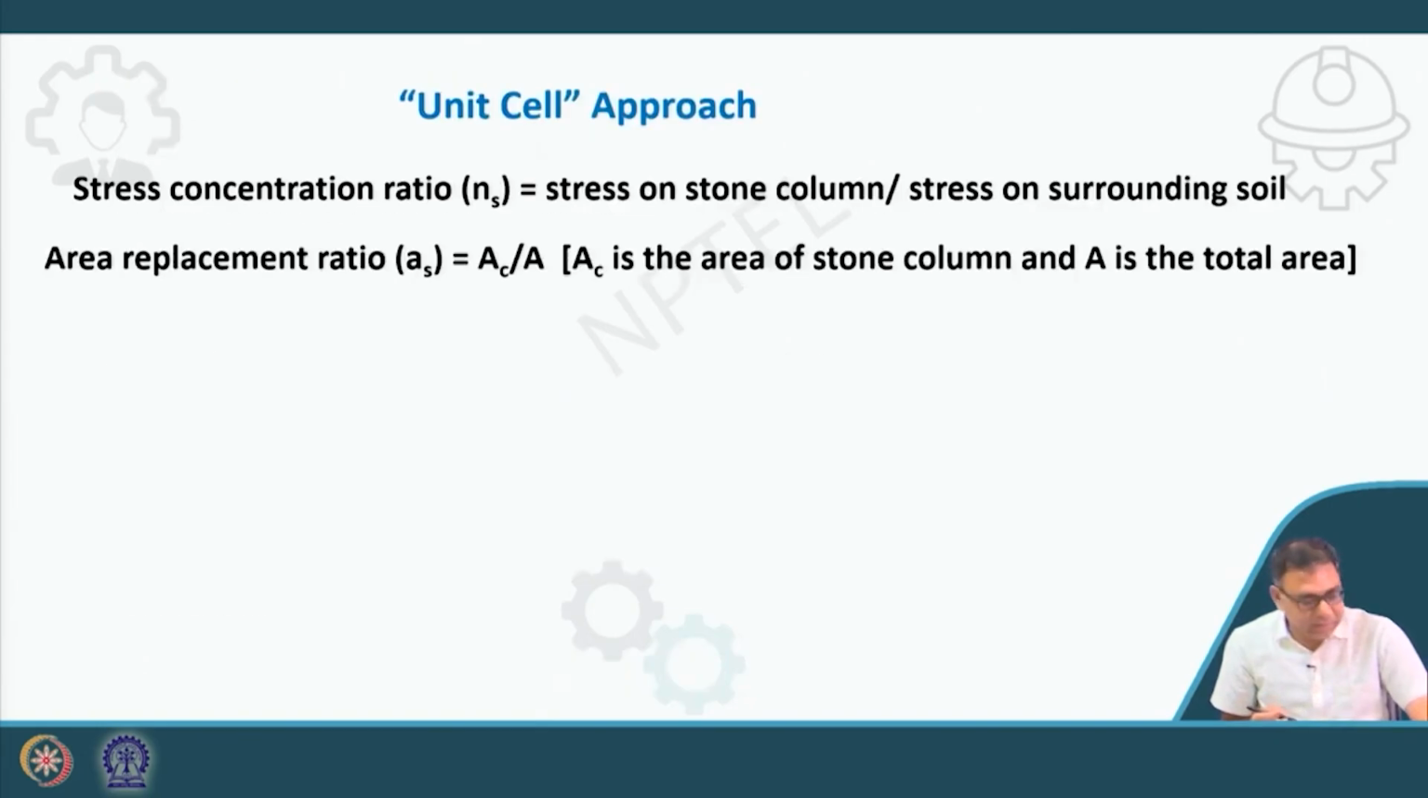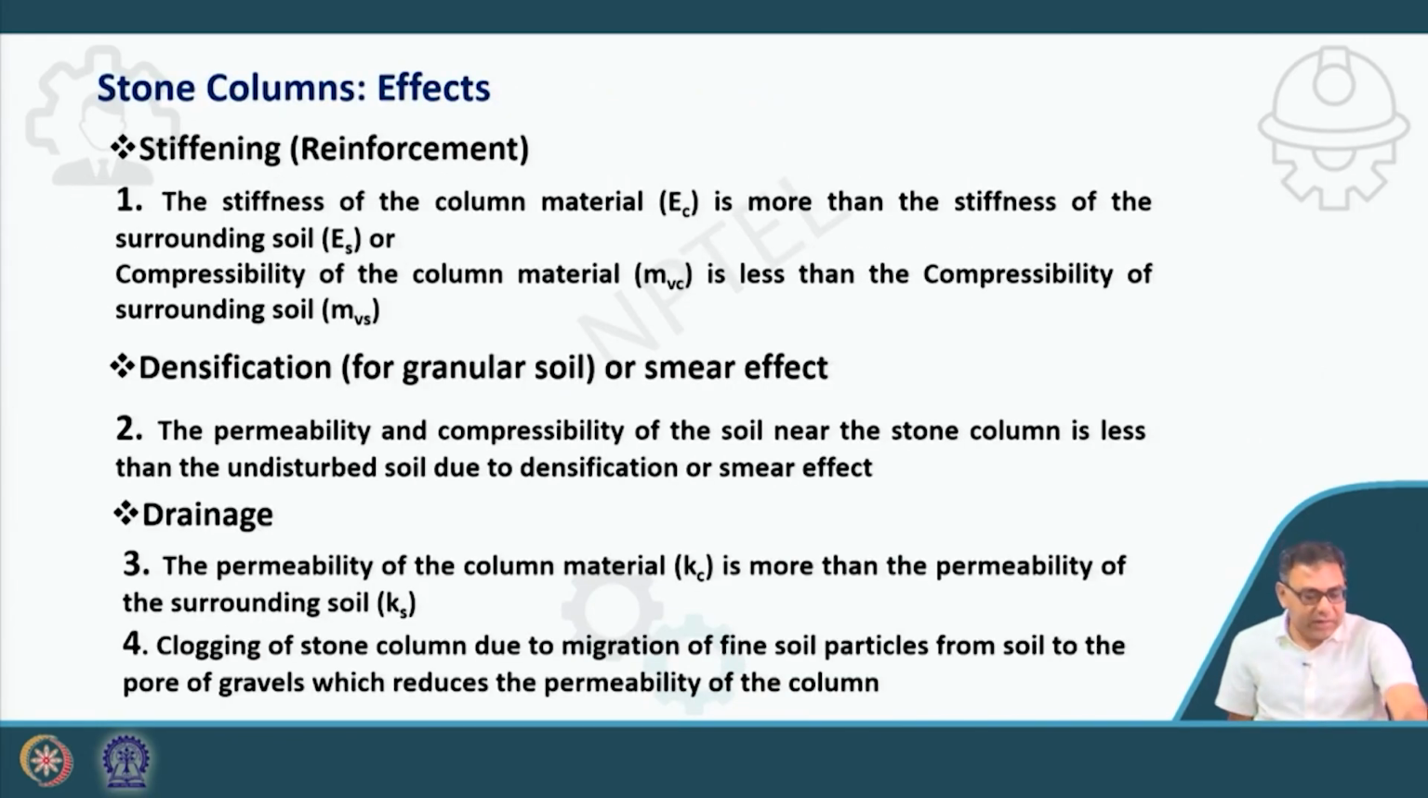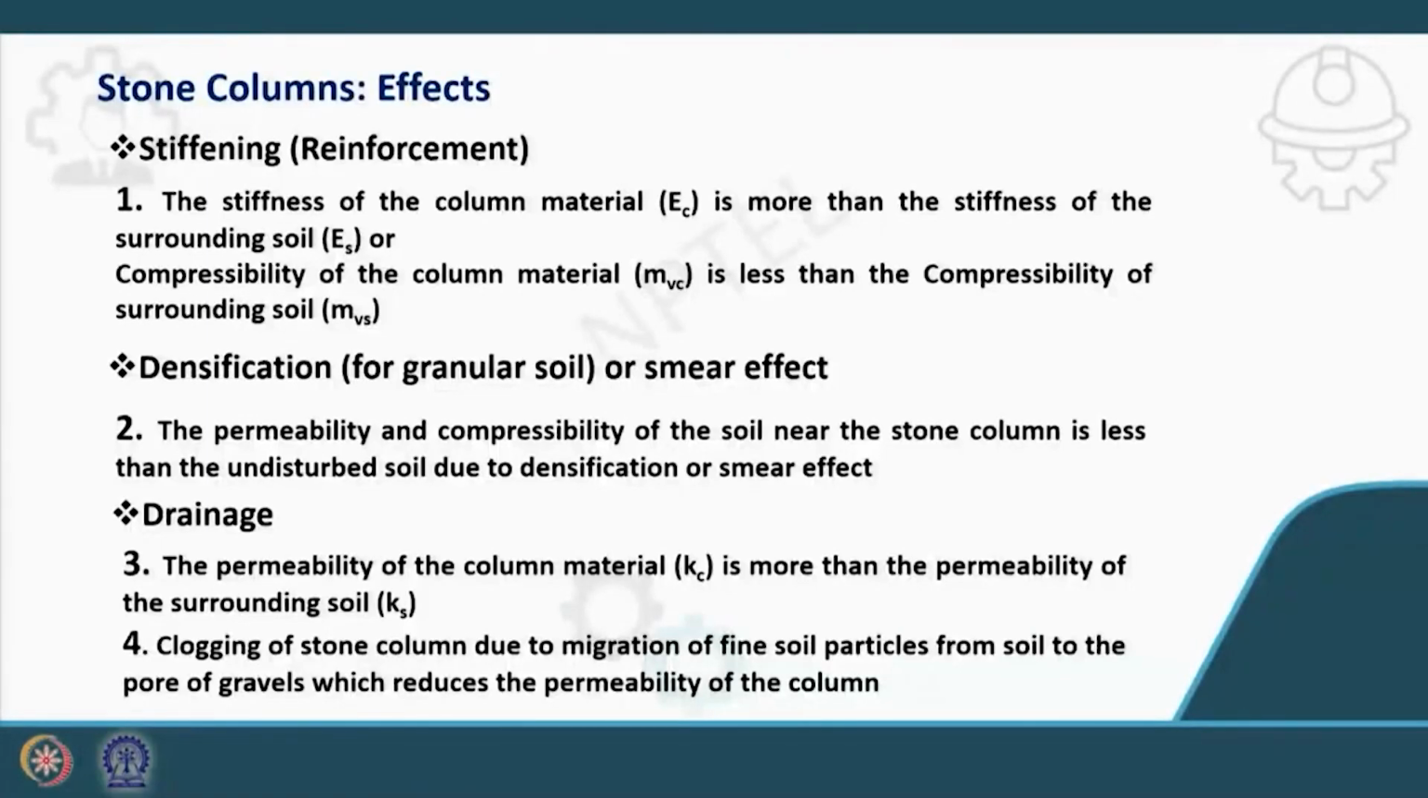In the next class I will discuss how we can consider all these effects, that means the reinforcement effect, densification effect, and drainage effect. So out of the four effects, all these three are considered in this technique, and we will discuss how we can incorporate these effects in the design. That will be discussed in the next class.